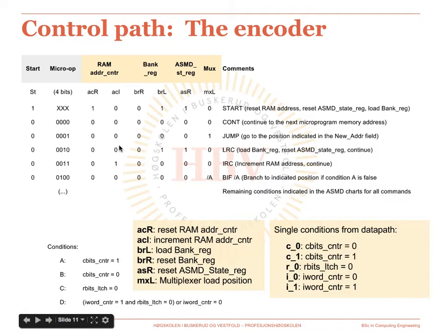defined by each ASMD state into the corresponding orders for the control path blocks. The function of each of these signals is indicated here in the bottom of this slide. And again, you should compare the information shown here with the control path architecture that was presented in the corresponding slide. And please recall that its detailed operation will be presented in a following presentation in order to avoid making this one too long.